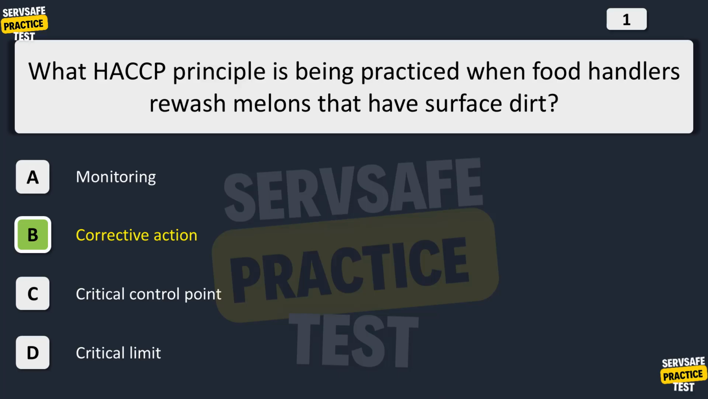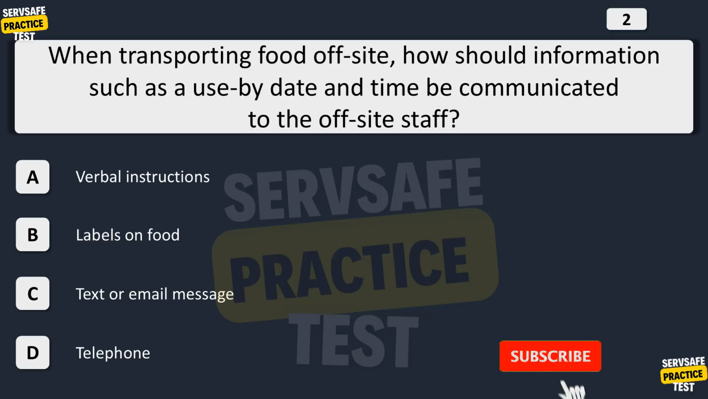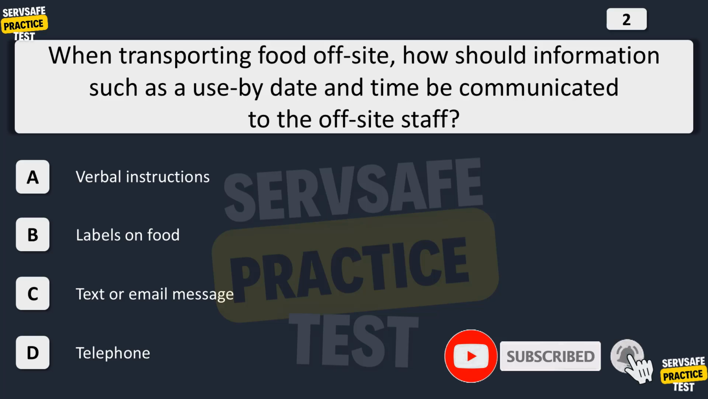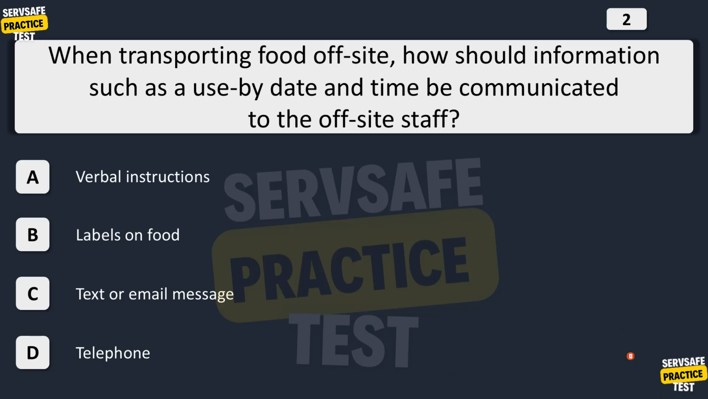Corrective action. When transporting food offsite, how should information such as a use-by date and time be communicated to the offsite staff? A. Verbal instructions. B. Labels on food. C. Text or email message. D. Telephone. The correct answer is B. Labels on food.